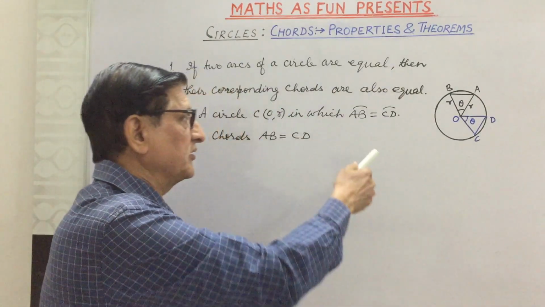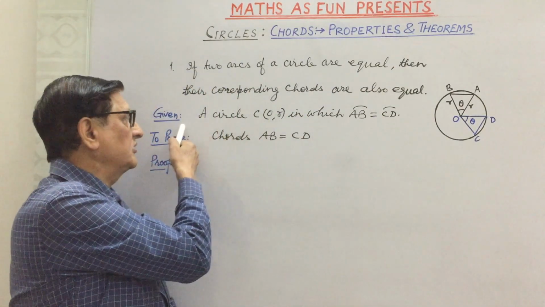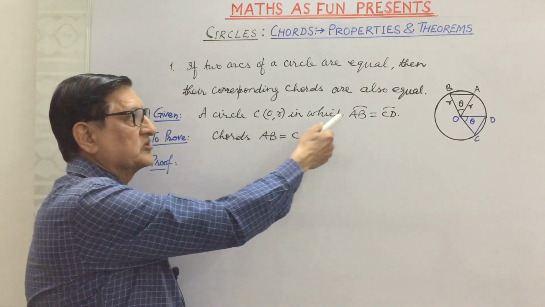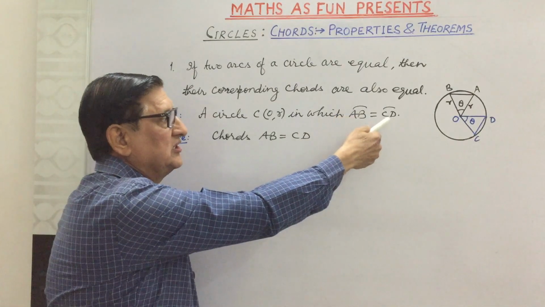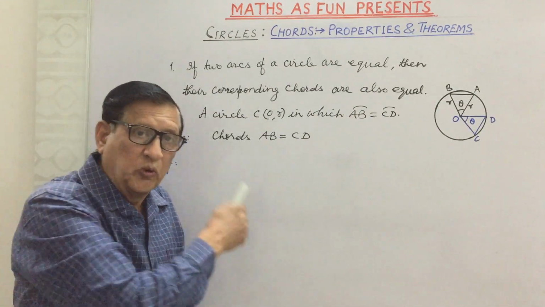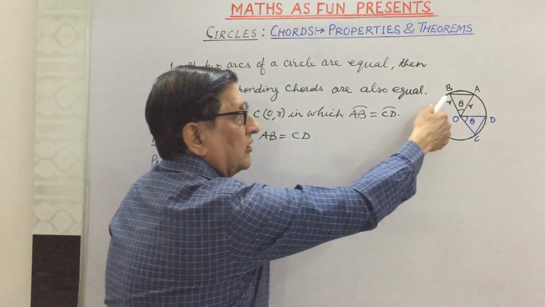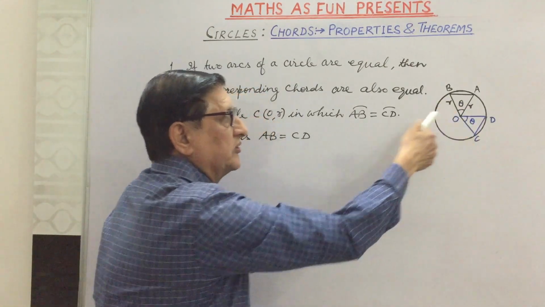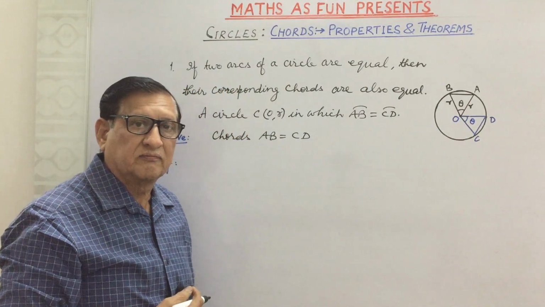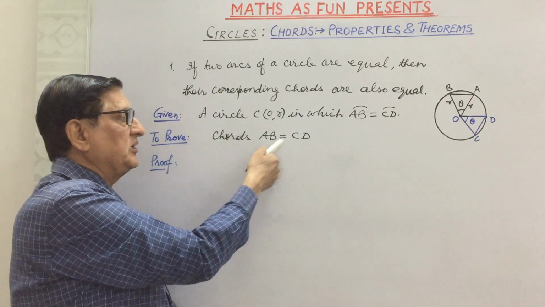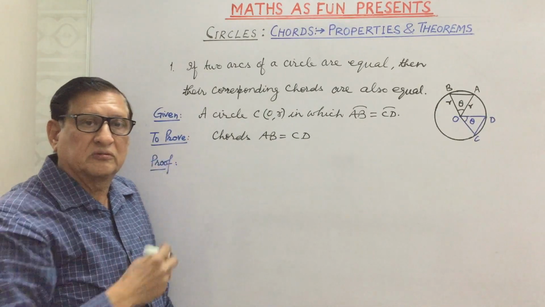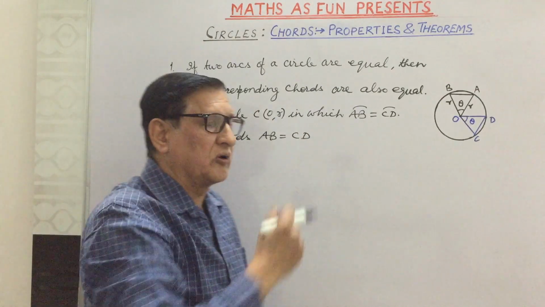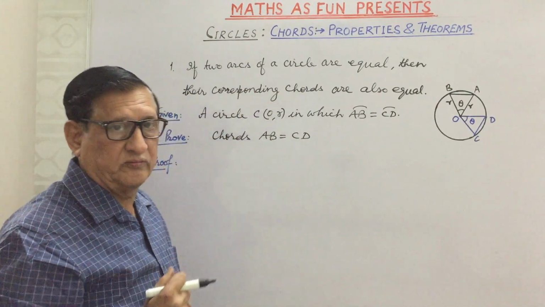So here in this particular theorem we write the given part. Given a circle C(O, r) in which two arcs AB and CD are equal to each other. To prove, what is to be proved? Chord AB and chord CD are also equal. They are corresponding chords to these arcs. So we write here chord AB equal to CD. This is to be proved. There is no particular construction required in this particular problem. So we go for the proof.